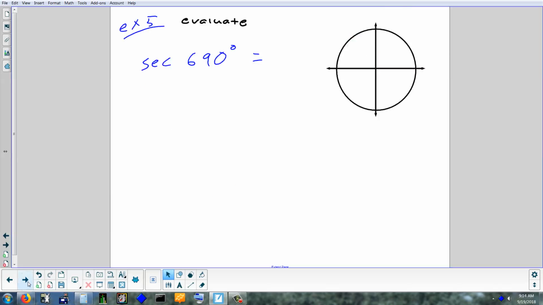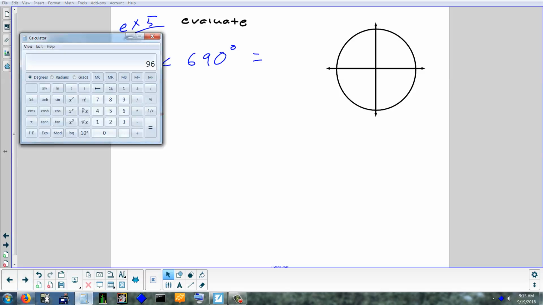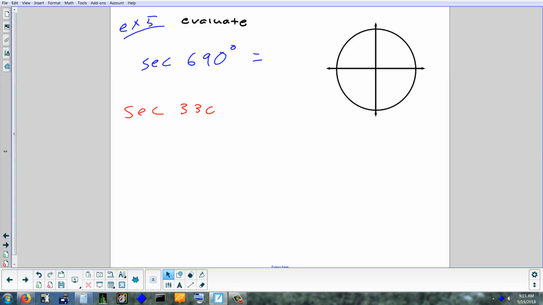Okay, let's try this one. The secant of 690. Now, first thing I do is I look at that and I'm thinking I should do something to that angle. What should I do to it? Yep, you always want to make it as small as you can, but not too small where you make it negative. So if you subtract 360 one time, you get 330. If you do that, doesn't matter what, it'll come out the same. Yep. As far as trig, 690 and 330 are the same number.